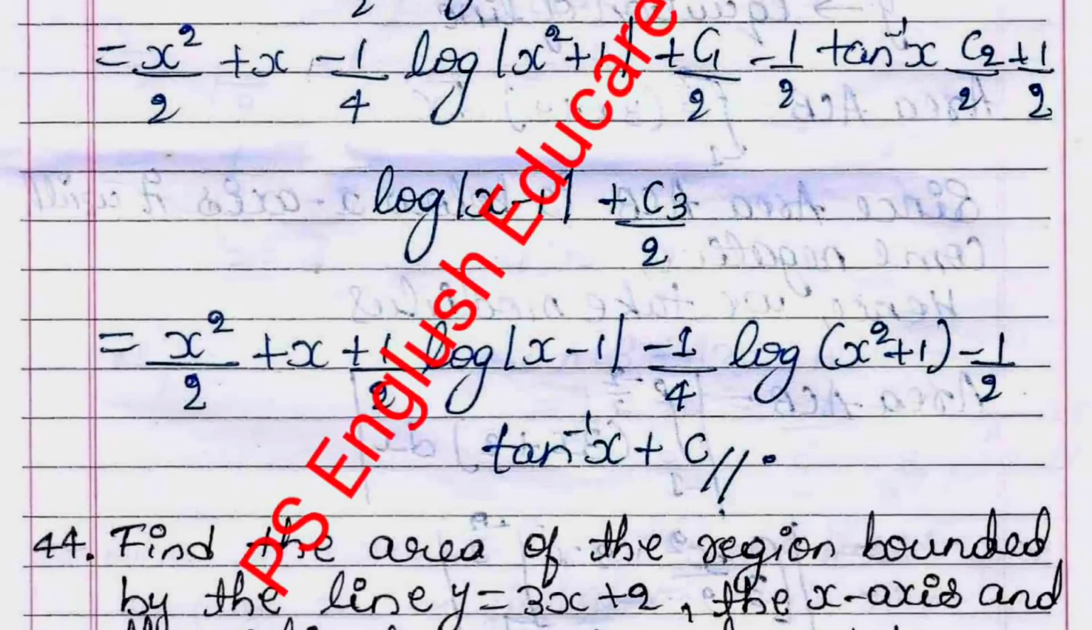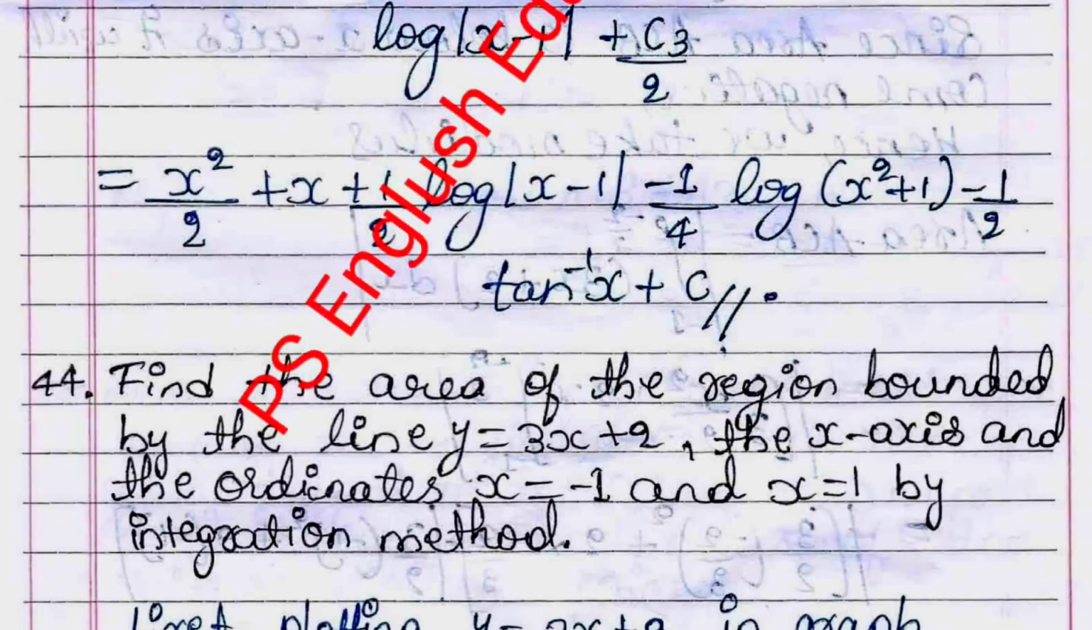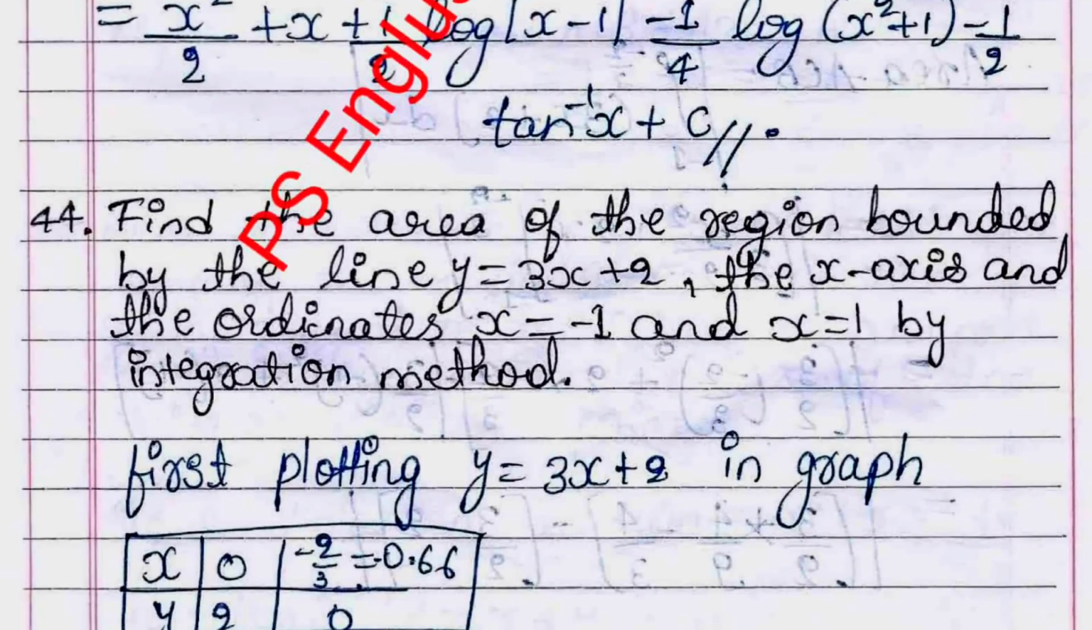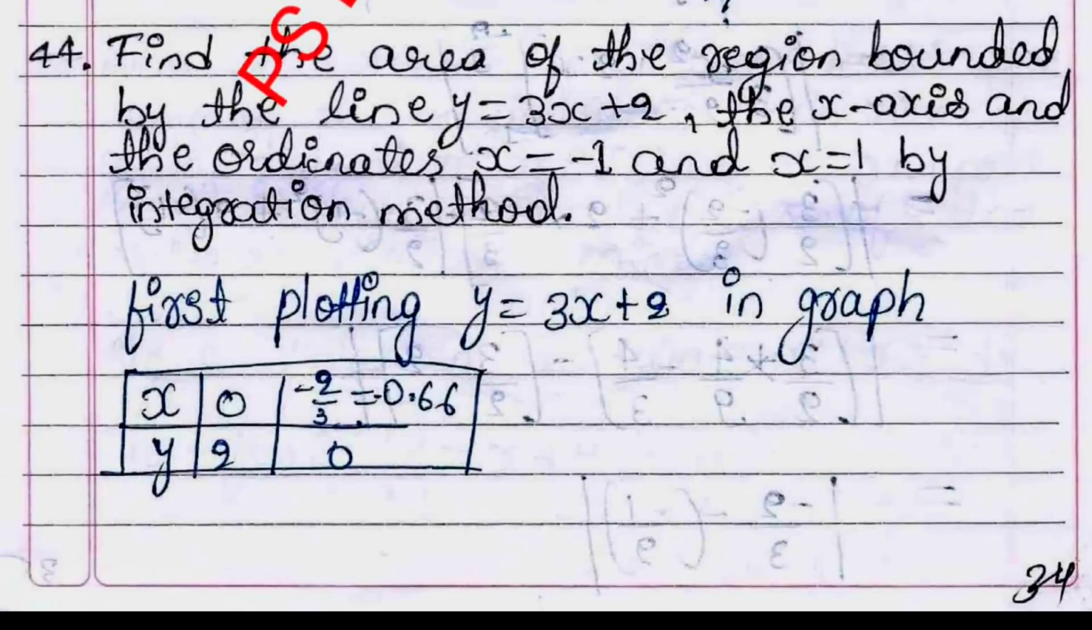Find the area of the region bounded by the line y = 3x + 2, the x-axis and the ordinates x = -1 and x = 1 by integration method, and the answer is below.